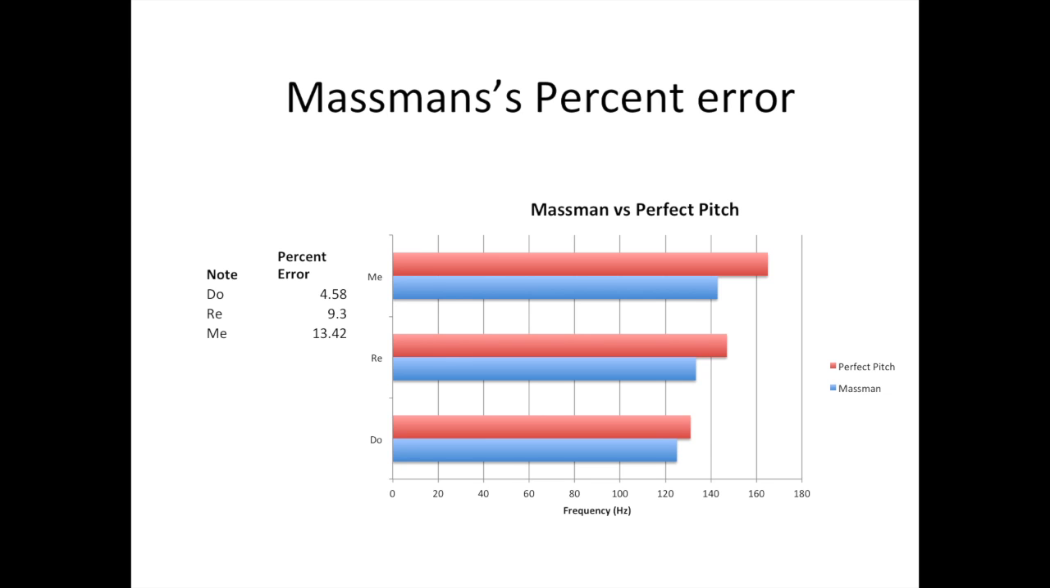So looking at Massman's percent error, his is displayed in blue, and the correct is displayed in red. You'll notice that he wasn't as good as Johnny, or he was better than Johnny actually. Most everybody's better than Johnny, but not as good as Davis and Robert, but still pretty strong.